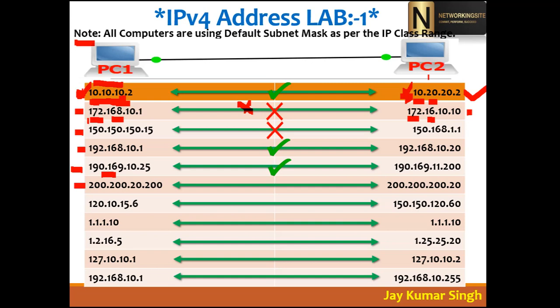Now come to this. Yes, it will work, check it. This IP belongs to which class? Class C. Very good. So in class C, how many network parts? 3 network parts, right? So can you check whether all 3 are matching? No, they are not matching. So how will they communicate? No, it won't work.